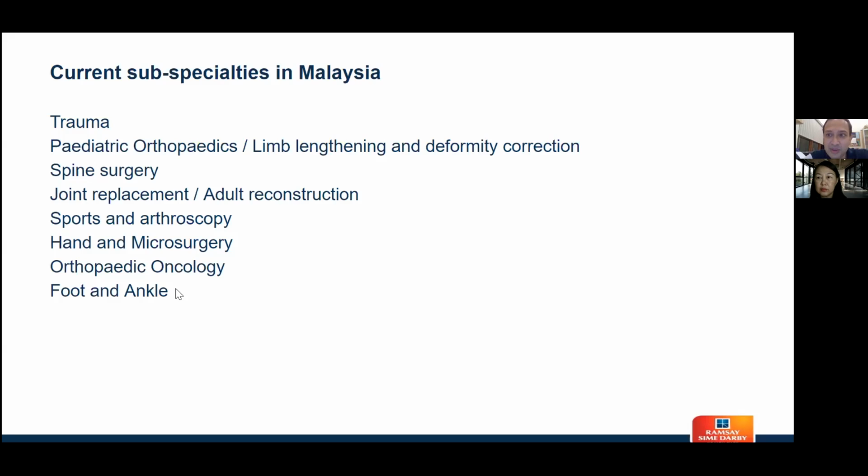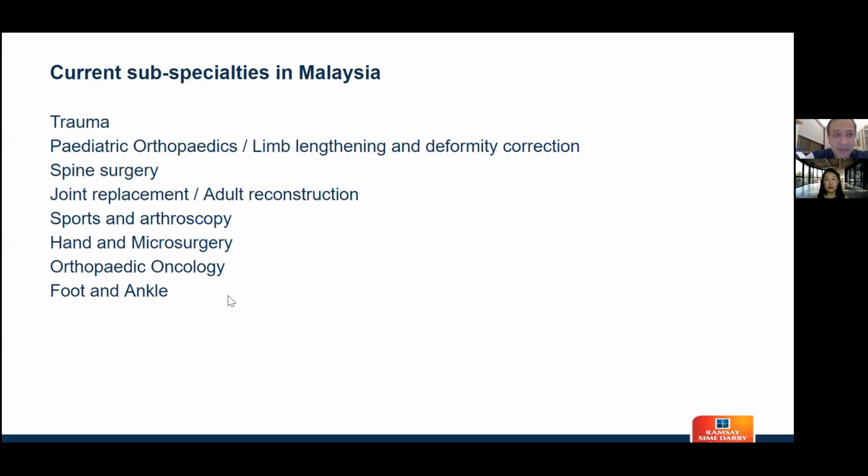It sounds like a simple thing, but if you study orthopedics, eventually you realize that foot and ankle is one of the most complex subspecialties within orthopedics. It's not as simple as it looks, because it involves the joints, the small bones of the foot, and quite a number of biomechanics of the foot. There's a fair bit to do in foot and ankle, and it's one of the newer specialties in Malaysia.